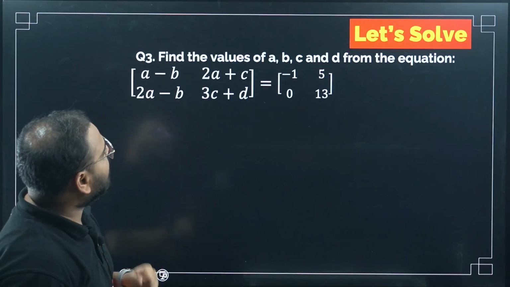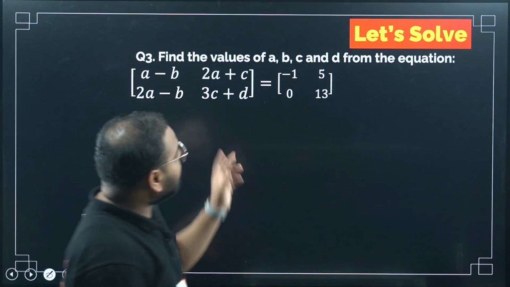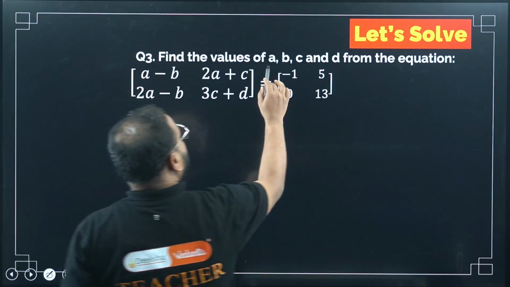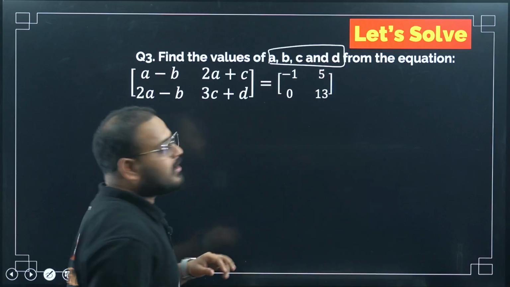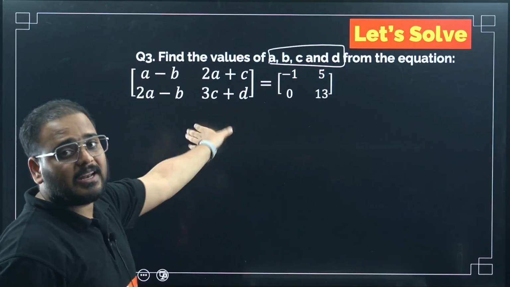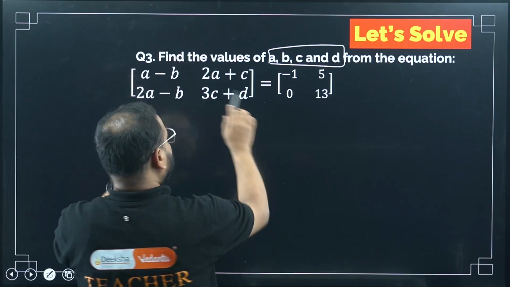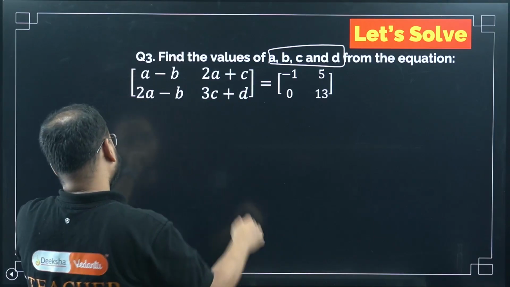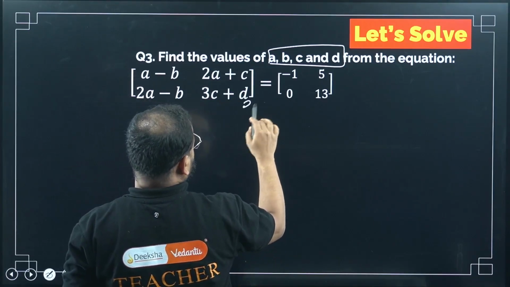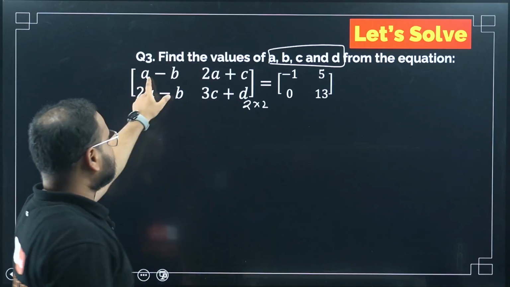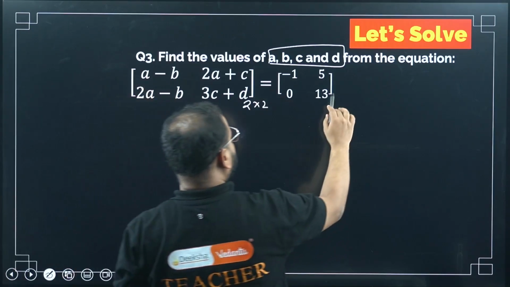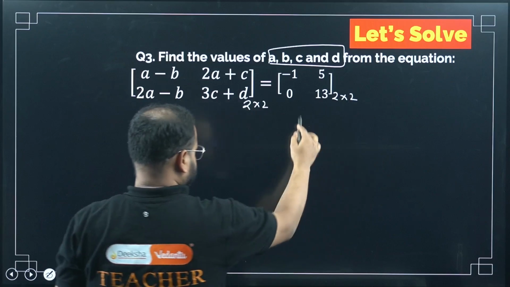Find the values of A, B, C and D. We have 4 variables here, A, B, C and D, from the equation given in this format. Again comparable, because what is the matrix here? Don't think it is 4 cross 2 or 2 cross 4. It is 2 cross 2 only. Why, sir? A minus B is the same element. And this is also 2 cross 2.